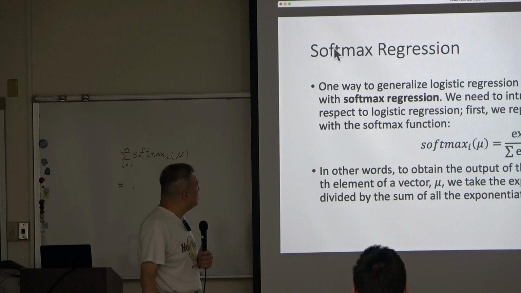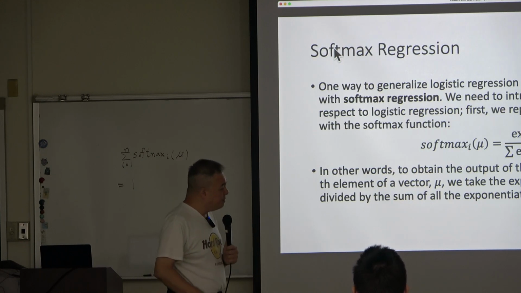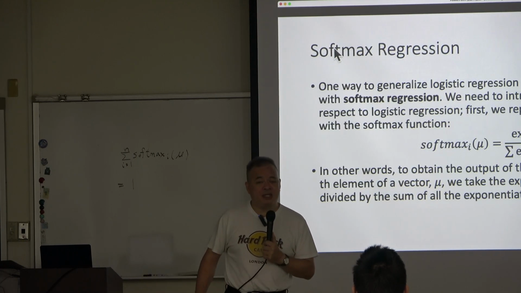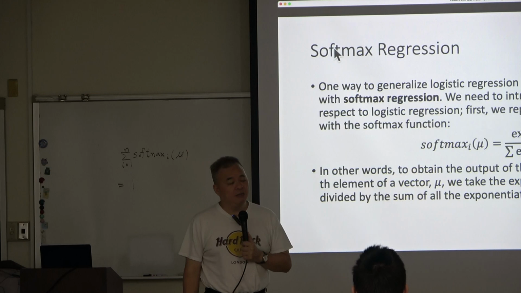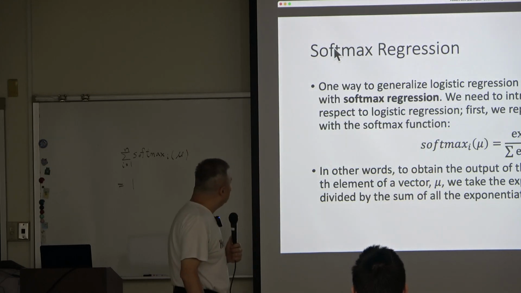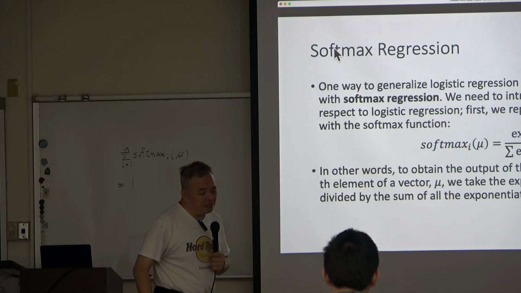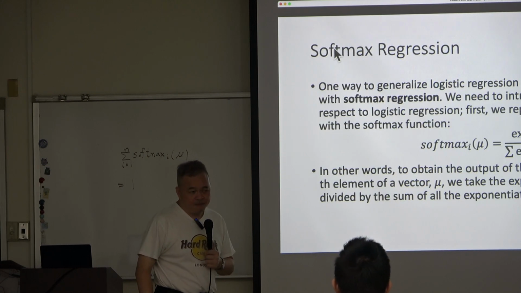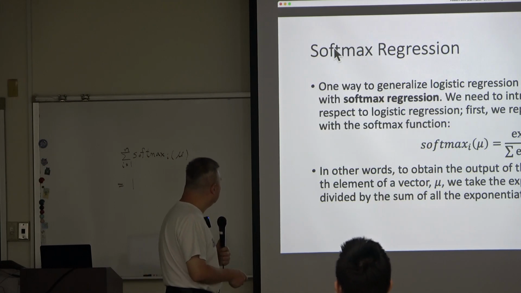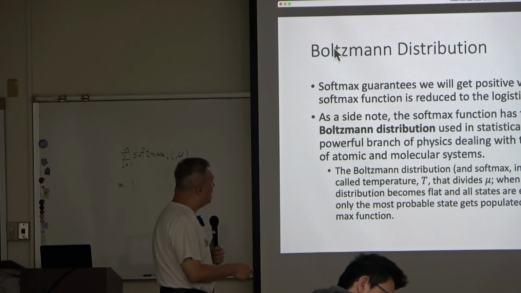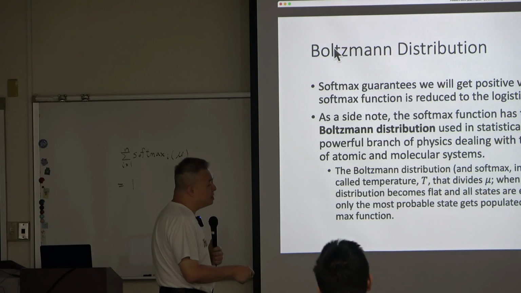In the previous example, the logistic regression, we talked about binary classification. But now, for the softmax regression, we are going to use it for multi-class classification. So softmax guarantees we get positive values that sum up to 1. That's obviously the case.